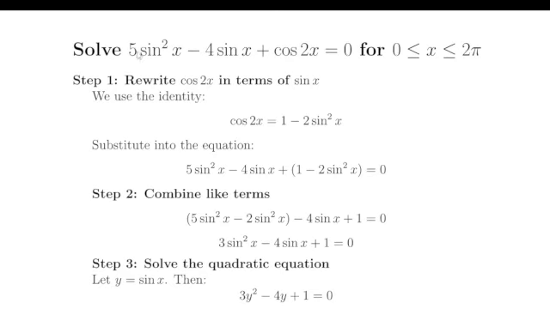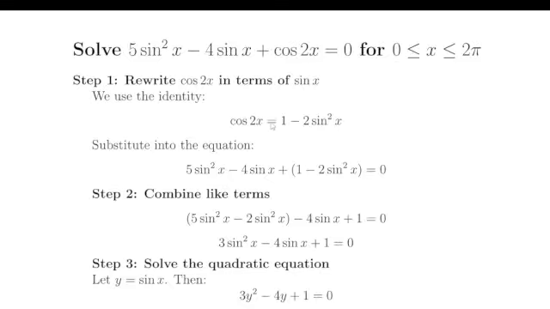In this video, we want to solve 5 sine squared minus 4 sine plus cosine 2x equals 0, where x is between 0 and 2 pi. We have an equation that has 2 sines and then 1 cosine. So we're going to rewrite cosine in terms of sine, so that this equation only depends on sine.